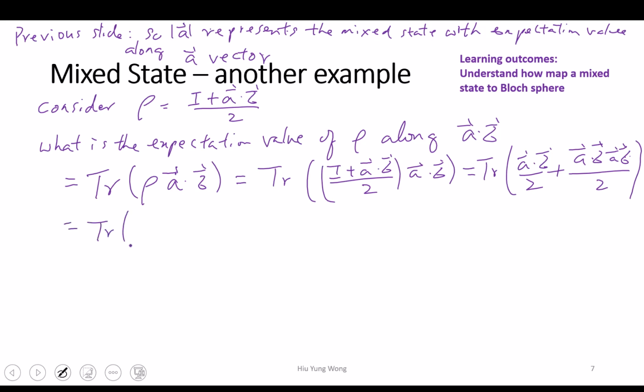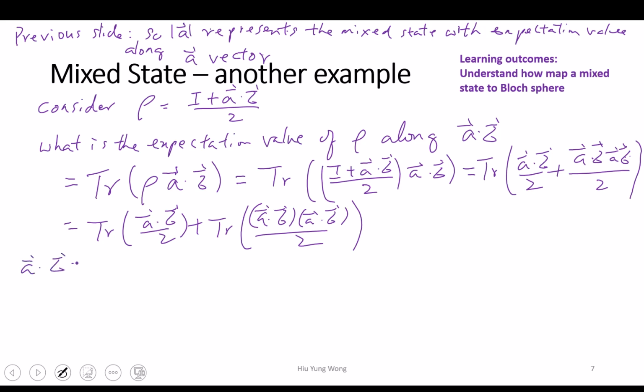This equals the trace of A dot sigma divided by 2, plus the trace of A dot sigma times A dot sigma. What is the value of the first term? Do you remember the property of the Pauli matrices? They are traceless, right? So you just expand them. A dot sigma is just equal to AX sigma x plus AY sigma y plus AZ sigma z. You take the trace, and they are all 0. Okay?